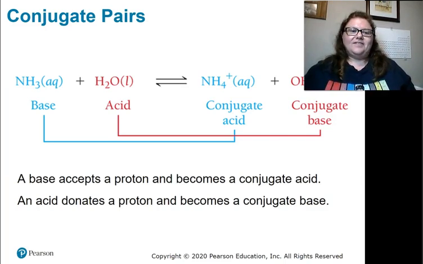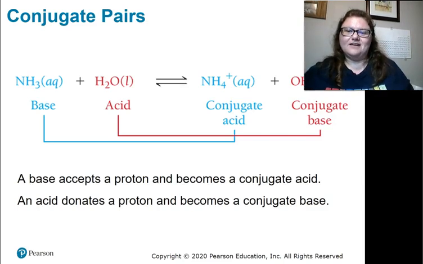And so the base, we'll talk about that first since it's to the left. The base, ammonium, follow the blue, it becomes a conjugate acid. So the base has a conjugate to it, which is an acid. The acid, which is water in this reaction, follow the red line, becomes a conjugate base on the product side. So acids have a conjugate base. Bases have a conjugate acid. And it's just following that proton from reactant to product.